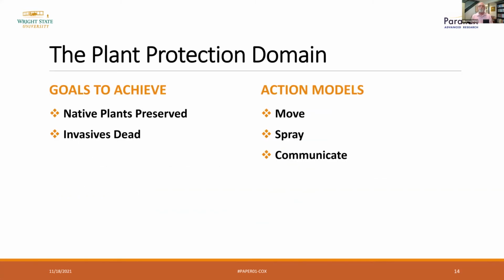So I'm going to mention a domain that we borrowed from NRL that is this plant protection domain. There are different plants in the garden. We have native plants that we want to preserve and invasive ones that we wish were dead. And we can have goals for both, preserve native plants and kill the invasive ones in the garden. Now, different actions exist. We have move to go to different places in the garden. We have a spray to spray your herbicide, and we can communicate with a human or other agents on the results of our actions.